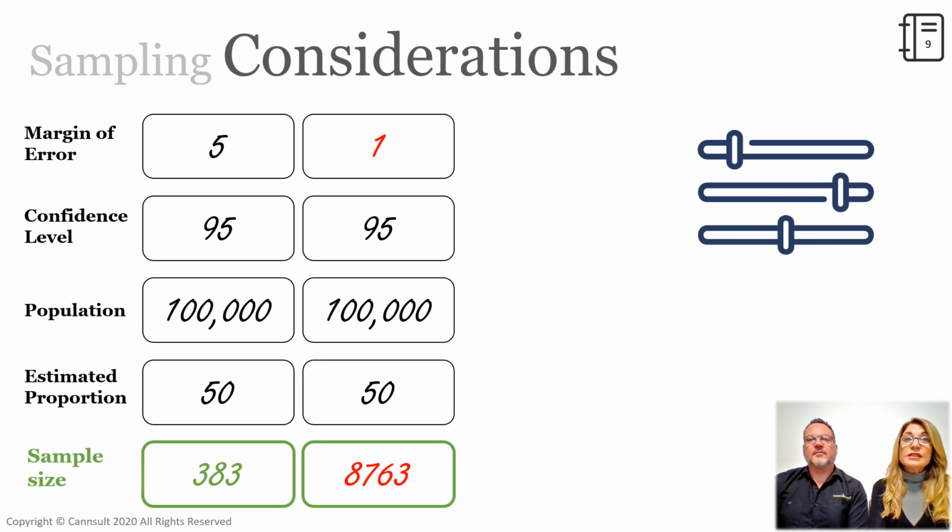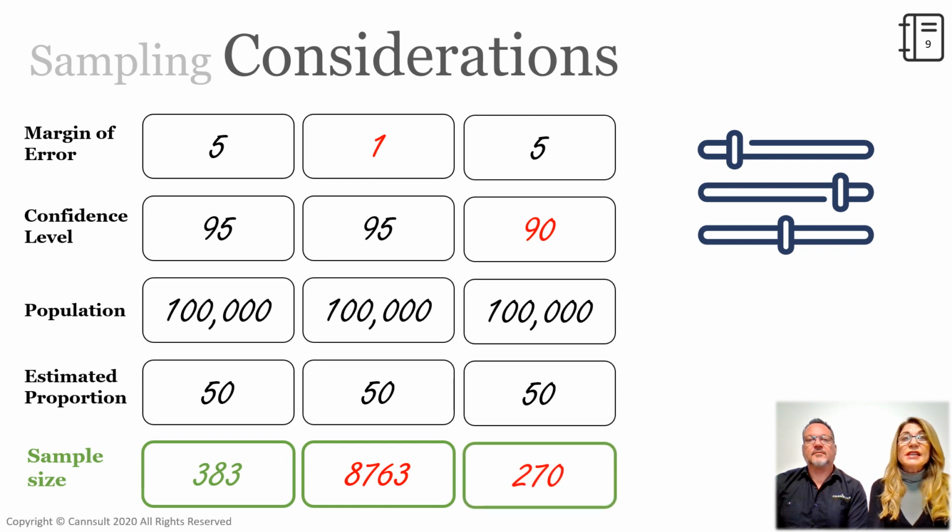Let's look at the confidence level. If we loosen that up to 90%, our sample size goes down a bit. It goes down to 270 from 383. So in this case, it might be worth it to go for a bigger sample size if it gets us to 95% confidence.